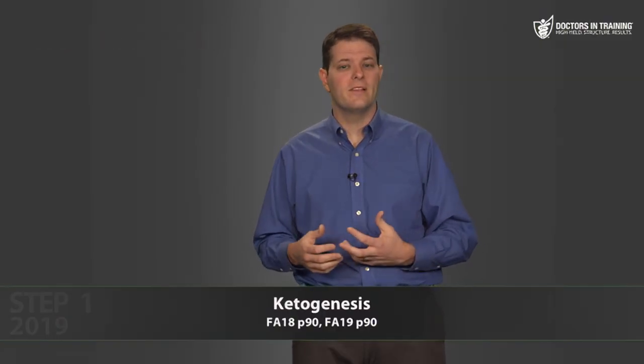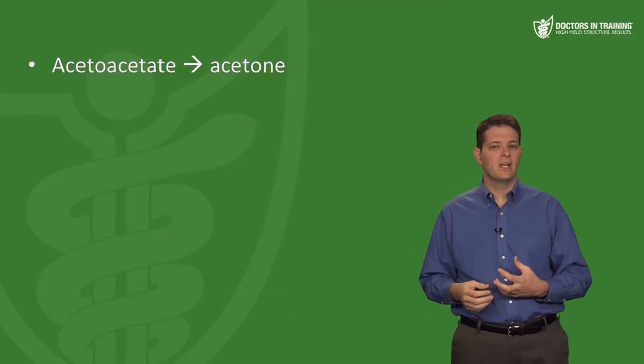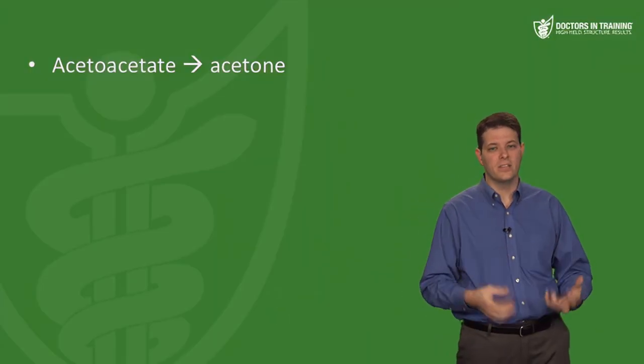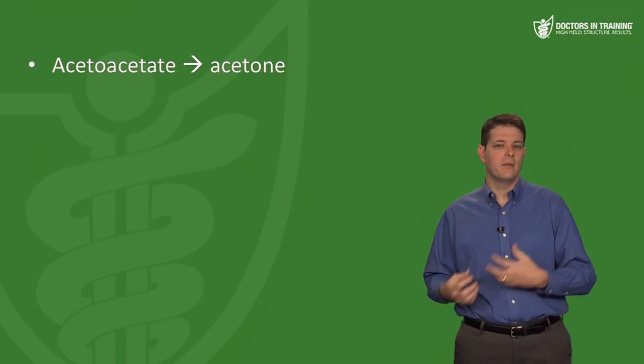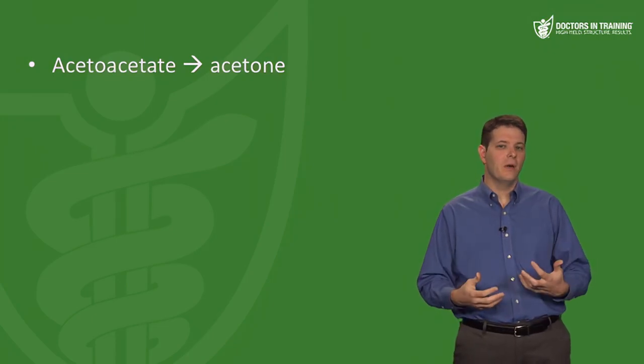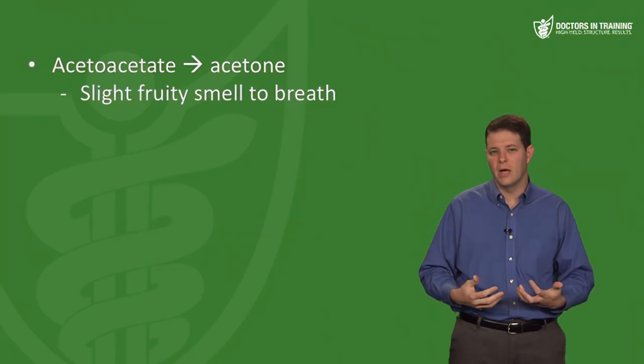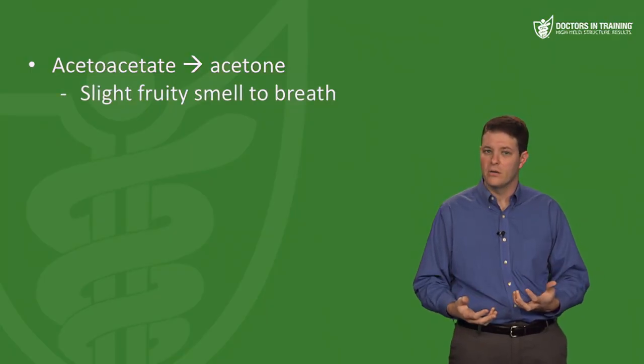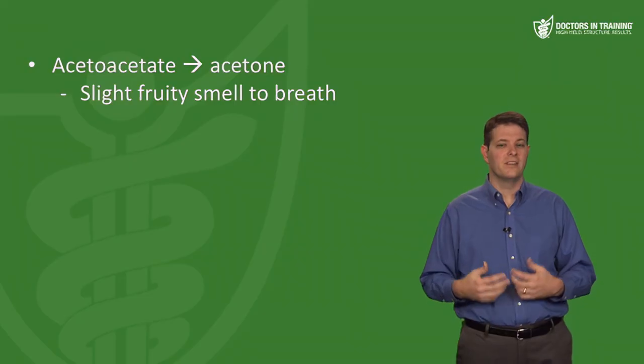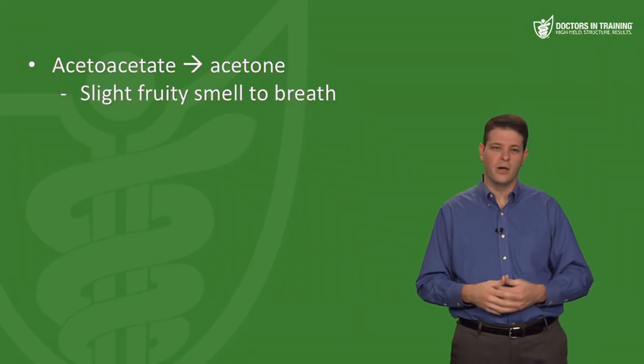And not only can acetoacetate be converted into beta-hydroxybutyrate using NADH, but acetoacetate can also spontaneously become acetone. So as acetoacetate becomes acetone, patients that are making ketone bodies are going to start to have a slightly fruity smell to their breath from all this acetone. So that's one of the things you might notice in a patient that's in diabetic ketoacidosis, that fruity smell.